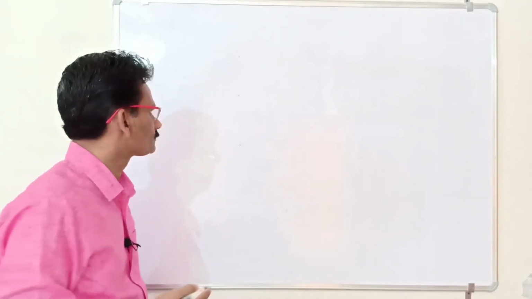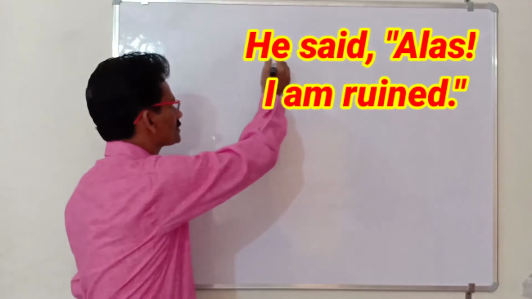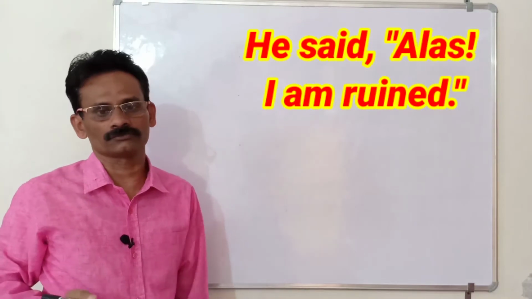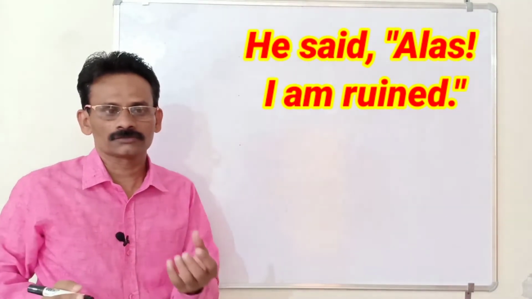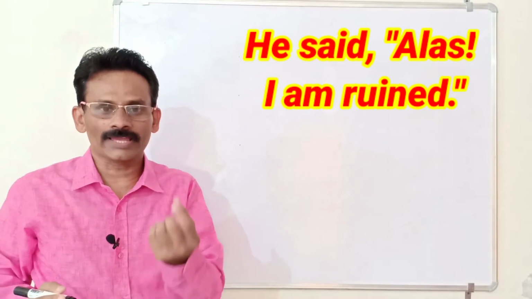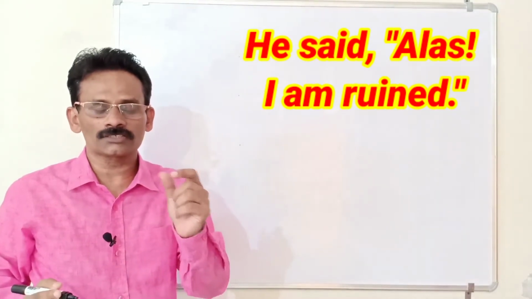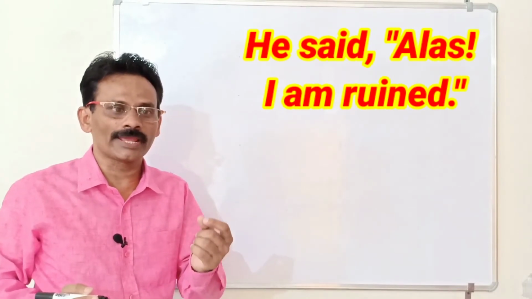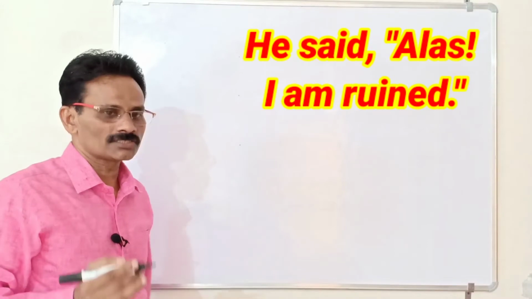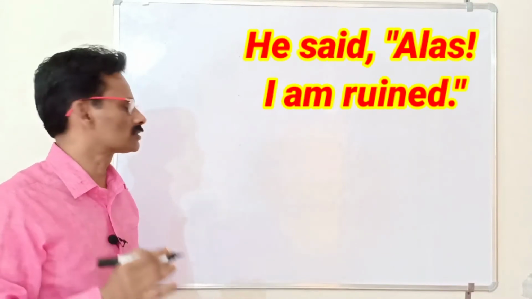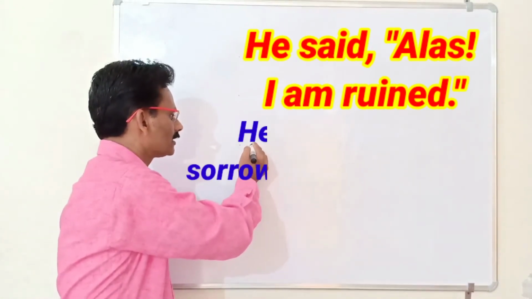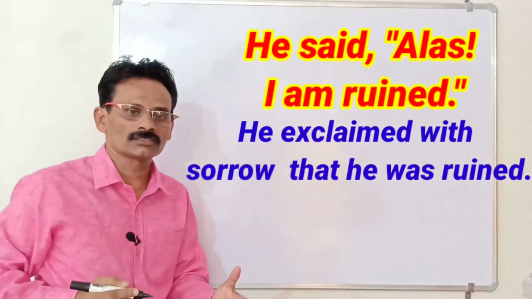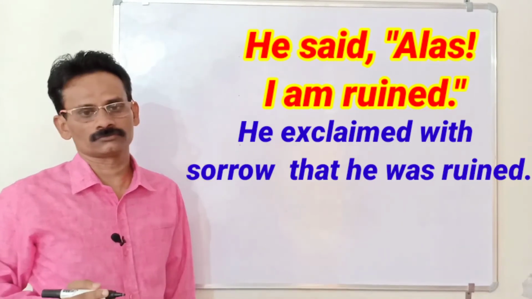Now let's examine second type of exclamatory sentences with interjections. For example, he said, "Alas, I am ruined." Now you should notice the exclamatory word used in the sentence. Emotion of the exclamatory word should be expressed. Now let's turn that sentence into indirect speech. He exclaimed with sorrow that he was ruined.